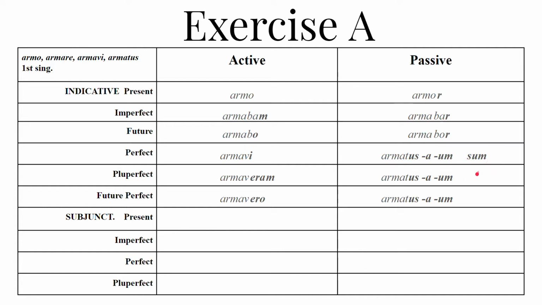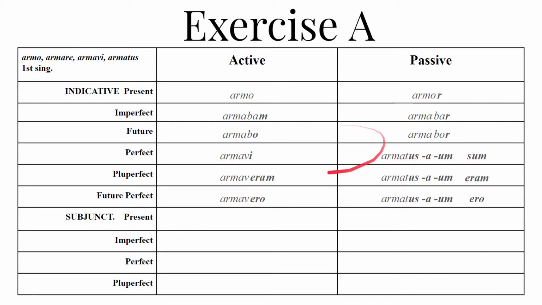The pluperfect uses the imperfect of sum as its helping verb. So eram, eras, erat, eramus, eratis, erant. We want eram. Armatus eram. The future perfect, armatus ero. We want the future of sum. Ero, eris, erit, erimus, eritis, erunt, with a UNT, erunt.